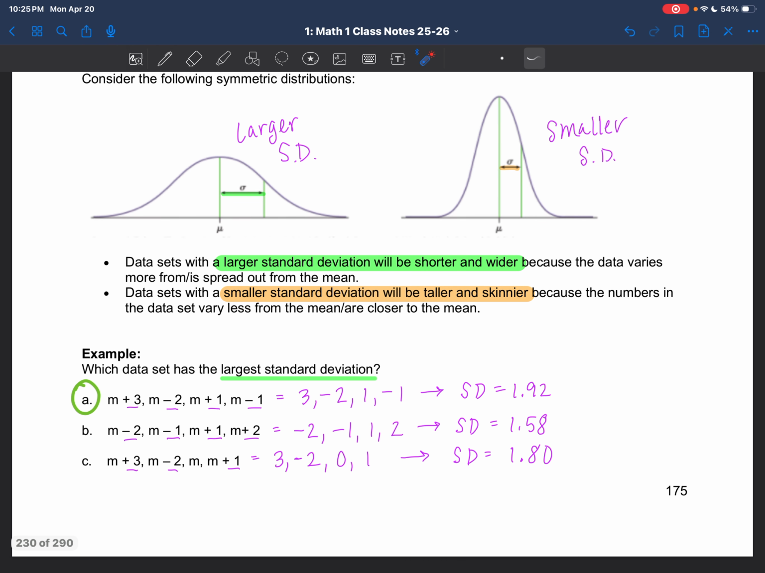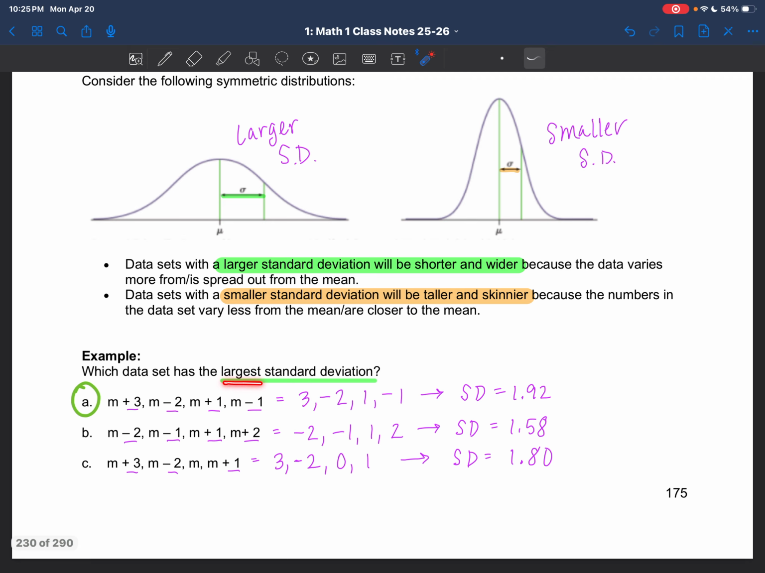So now let's look here. It says, which data set has the largest standard deviation? Well, they all have the same mean, M. So let's look at how far each is from there. If you put all of those into the table and get your standard deviation, it's 1.92. And then same thing here. Combine those, get the standard deviation, and you get 1.58.